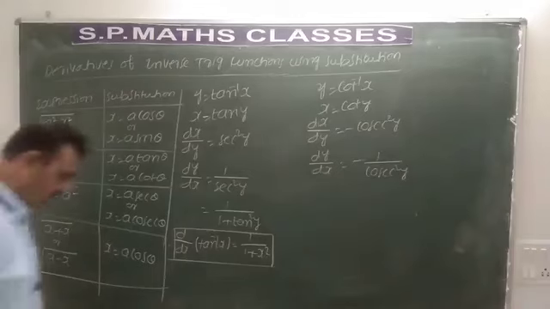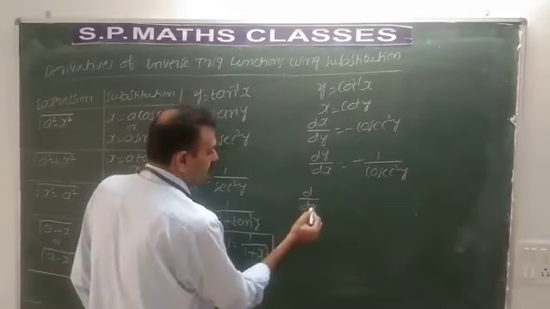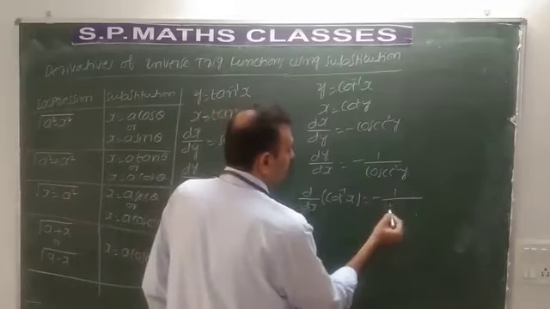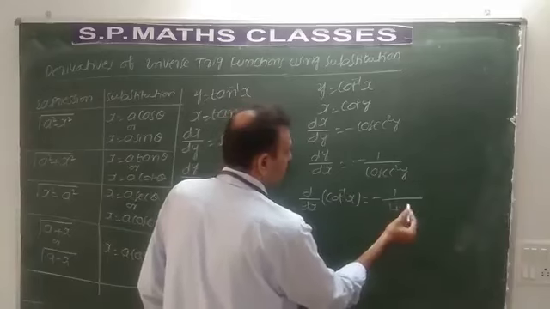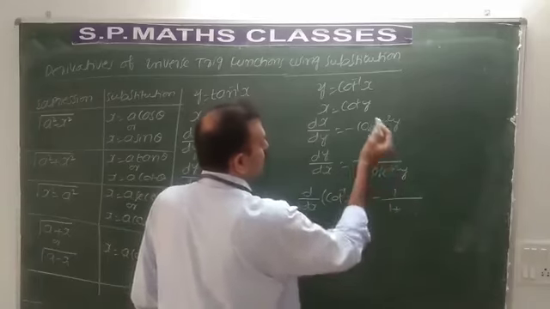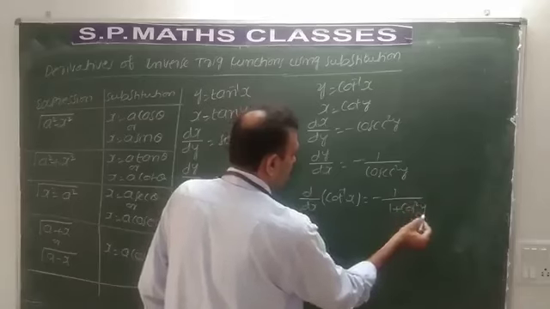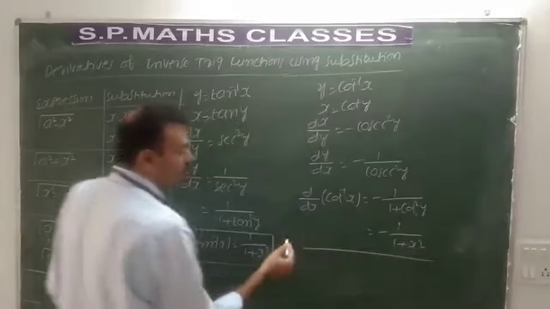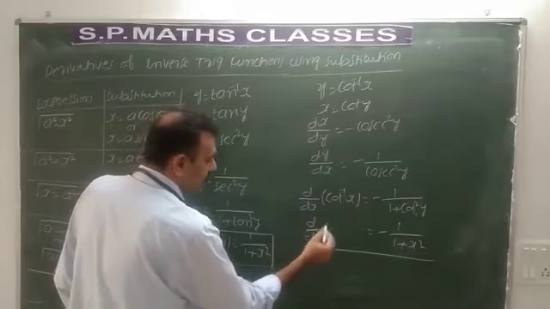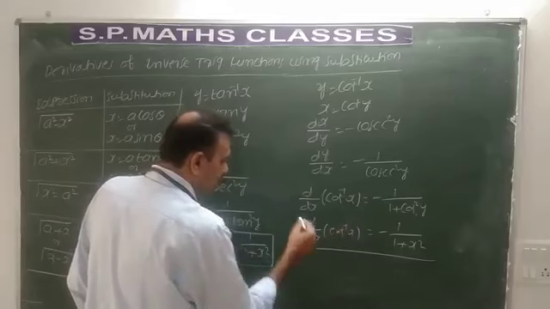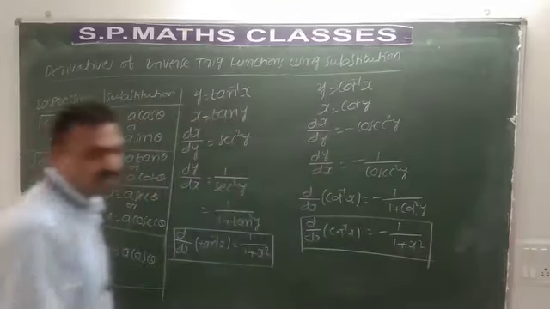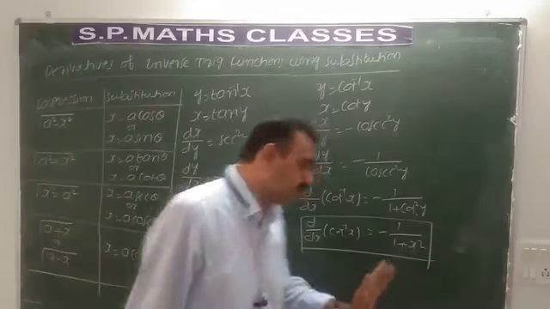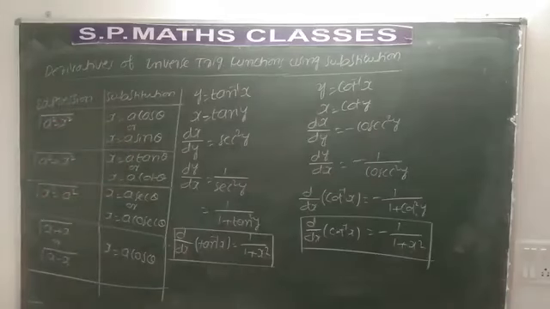So what is d by dx of y? y is cot inverse x. Minus 1 divided by cosec squared y is minus 1 divided by 1 plus cot squared y. Hence we can write 1 divided by 1 plus x squared. So the derivative of cot inverse x will be minus 1 by 1 plus x squared. Derivative of tan inverse x is 1 by 1 plus x squared. Derivative of cot inverse x is minus 1 by 1 plus x squared.